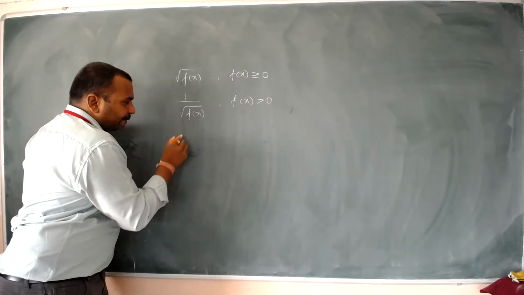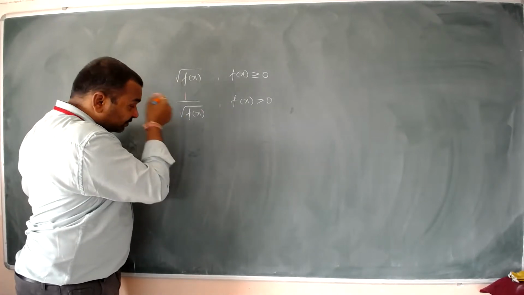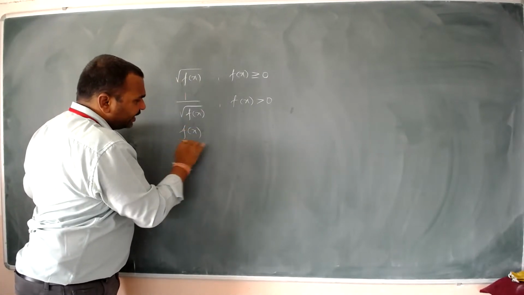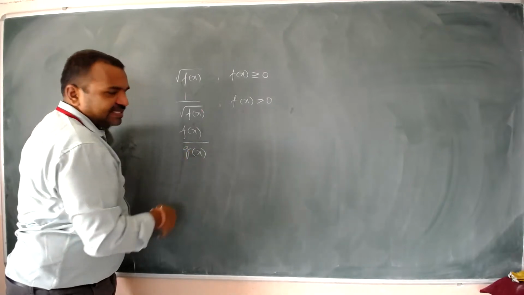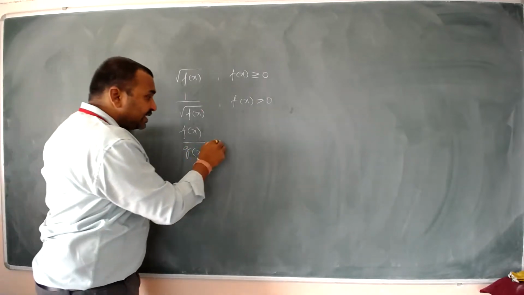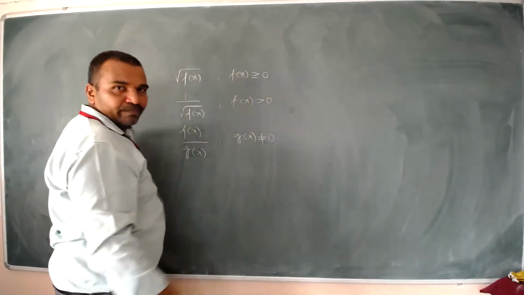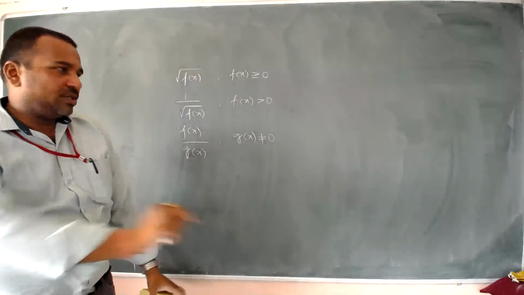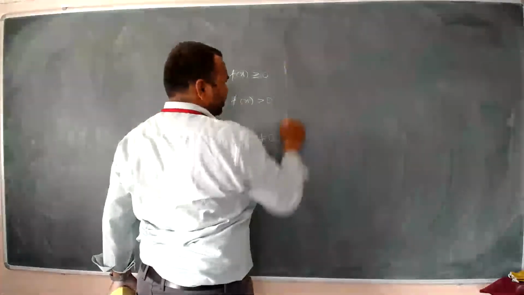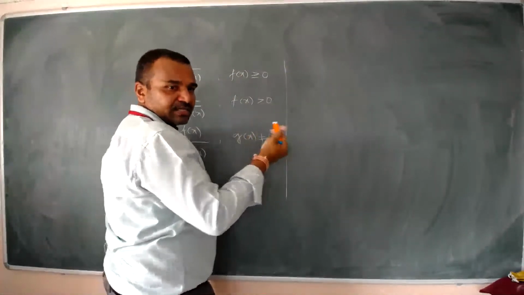Next, if it is in the form of f of x by g of x, then g of x should not be 0. Okay? G of x should not be 0. So I will explain some examples now. Then we will discuss another concept also.